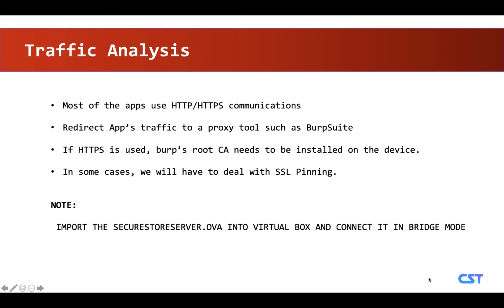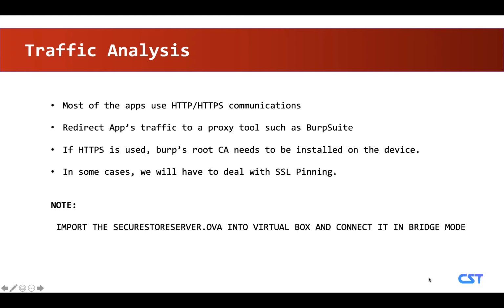If HTTPS is used in the app, we will have to install Burp's root CA so that the Burp proxy will be trusted by the device and it will allow the app to make SSL communications with the Burp proxy, right? And in some cases, we will have to deal with SSL pinning. In this module, we are going to discuss only HTTP and HTTPS communications without SSL pinning. In the next module, we are going to bypass SSL pinning as well.